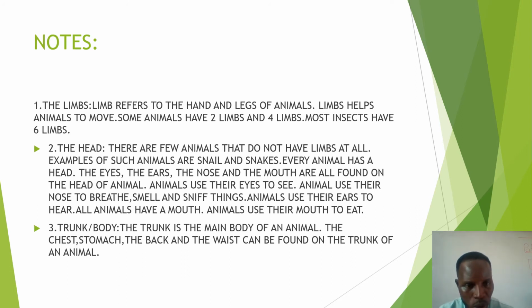So what you are saying is the limbs refer to the hands and legs of animals. Limbs help animals to move. Some animals have 2 limbs and 4. Most insects have 6 limbs. Now quickly, let's come to the head. There are few animals that do not have limbs at all. Examples of such animals are the snail, you don't have the leg to walk, and the snakes.